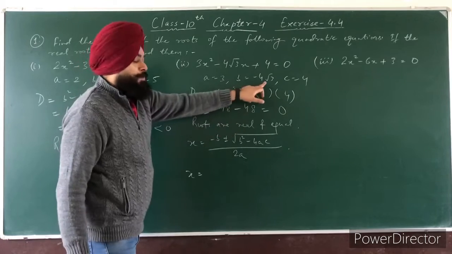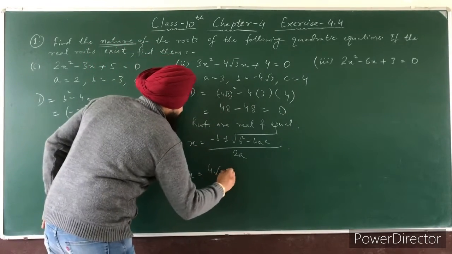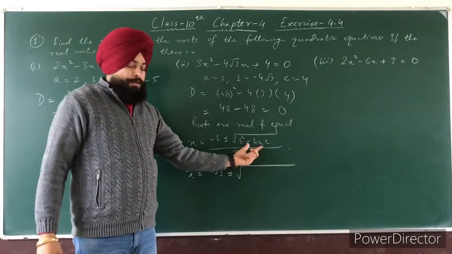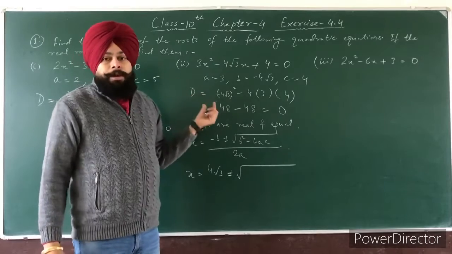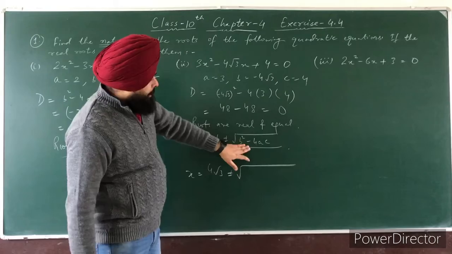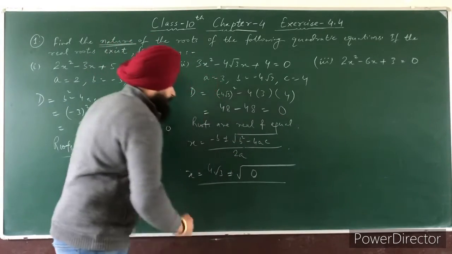B is here minus 4 root 3. So this minus minus plus. So what should we have here? 4 root 3 plus minus. Now we are going to find this value b square minus 4ac. You can see here D is the discriminant and discriminant is equal to b square minus 4ac. So we already found this value. So it is equal to 0. Now put here 0.